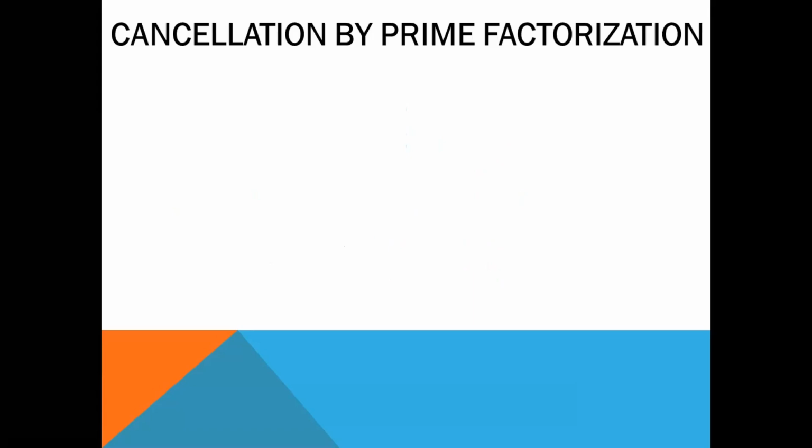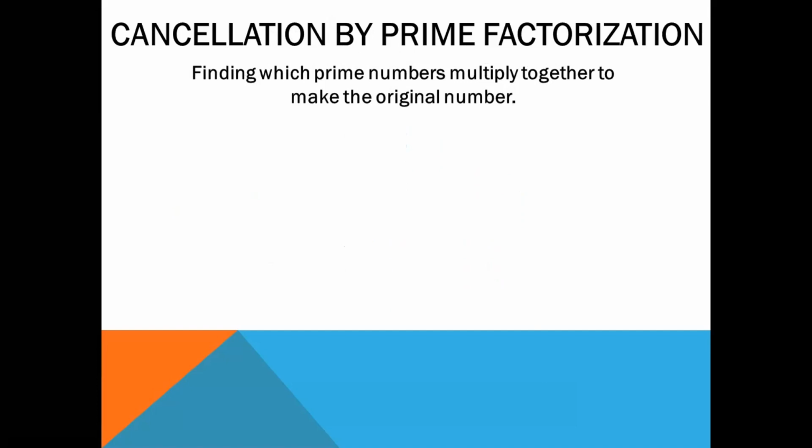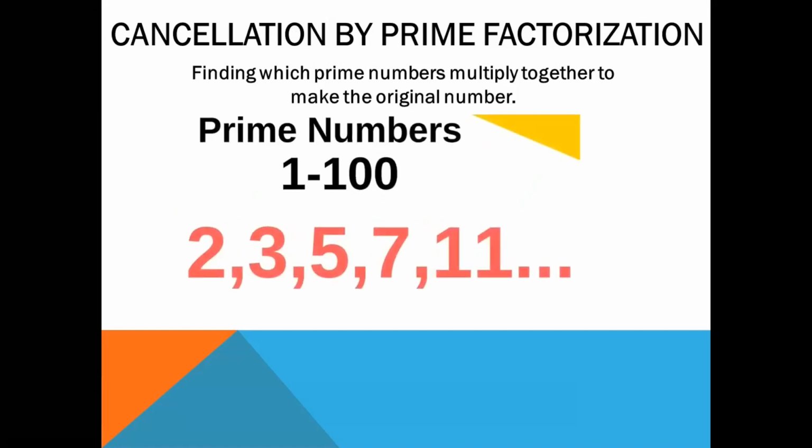The next one is the cancellation by prime factorization. Ito na naman yung susunod. Yung magka-cancel lang tayo gamit ang prime factorization. In this method, we will only find the prime numbers to multiply together and make the original number. Okay, here are the examples of prime numbers. We have 2, 3, 5, 7, 11. All numbers that are factors of only the original number and 1.